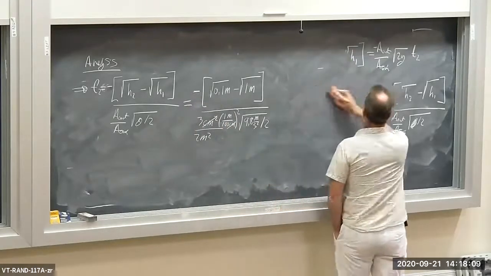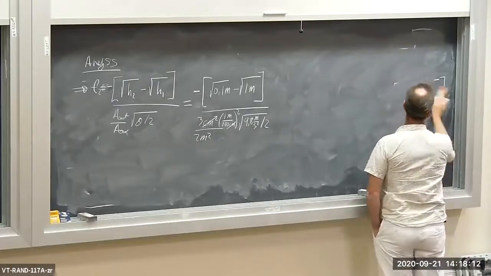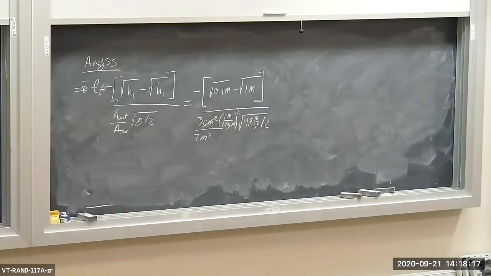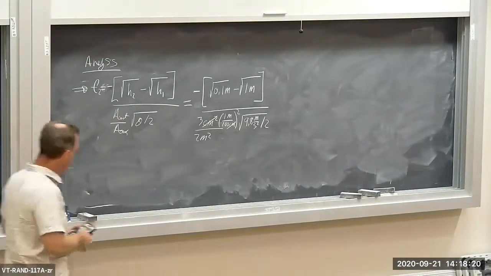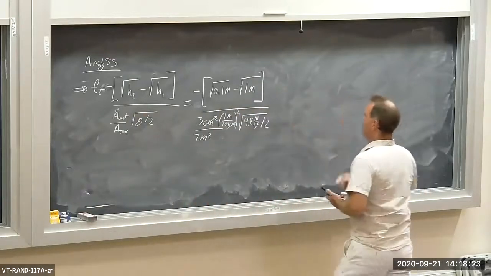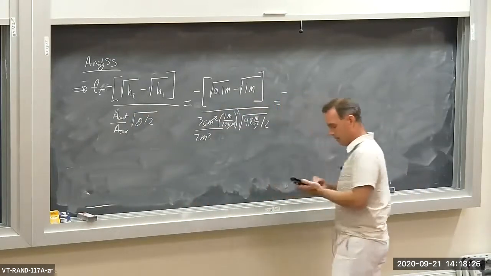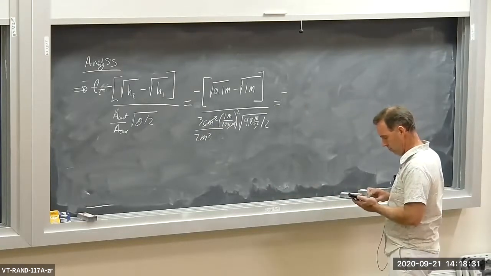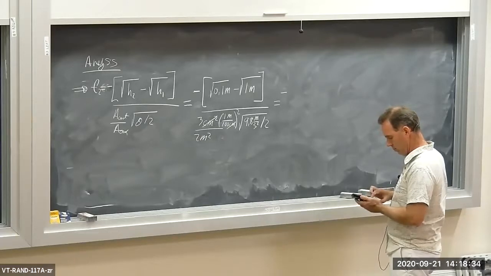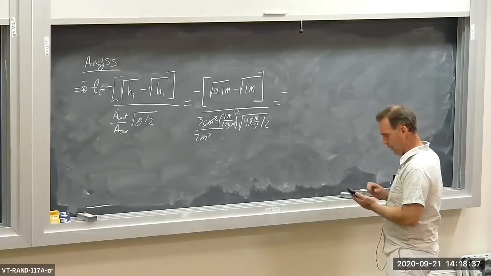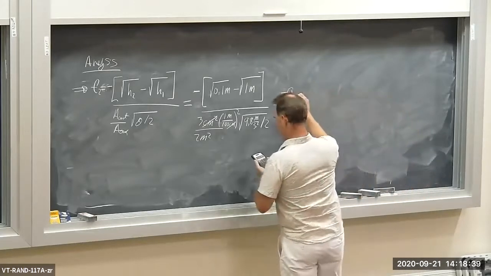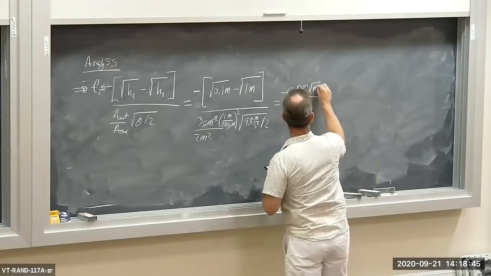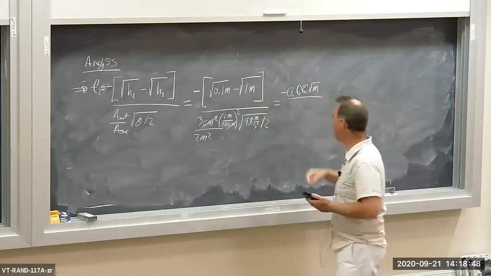Let's crank the numbers out here and see what we get. So we get negative. I get the numerator and I get negative 0.68, and that will have unit of square root meters. Square root meters, so that's my unit.